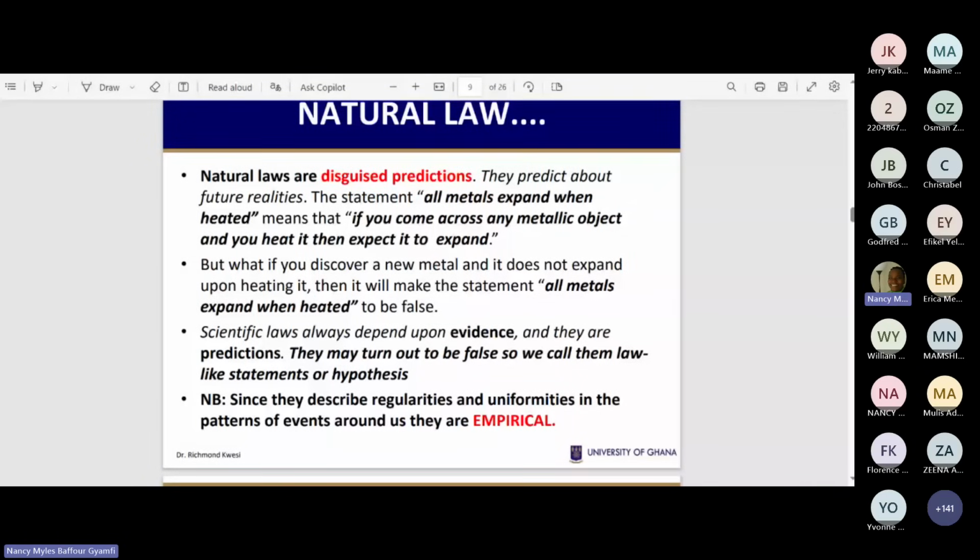Then it means that I should expect, watch the tone, I'm hoping to expect, that's why I said prediction, that the next metal I will discover will also expand when heated. But that may fail, my brother or sister. If it turns out that you find this other metal that will not expand when heated, you will have to go and change your law, which says all metals expand when heated, and say all metals expand when heated, except so and so metal, or not all metals expand when heated, rather so and so and so and so.